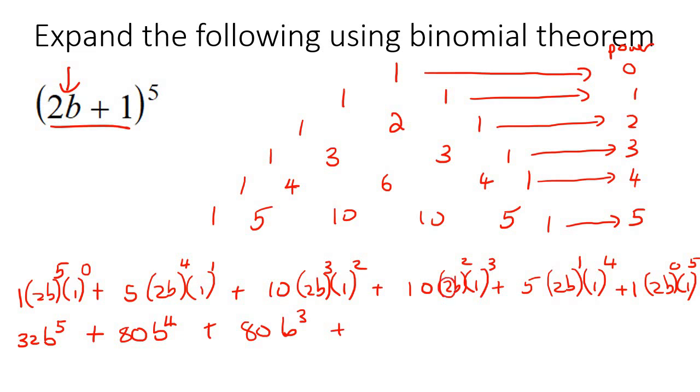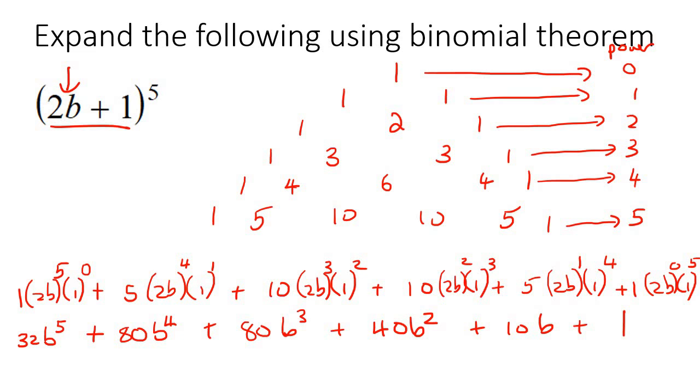This part is 2 to the power of 2, which is 4. I'm ignoring the 1s because 1 to the power of anything is just 1. So that won't change anything. So that's going to become 40 b to the power of 2. And then this next part will just become 10b. And this next part will just be 2b to the power of 0, which is just a 1. So that whole part there is just going to be a 1. And there we go.